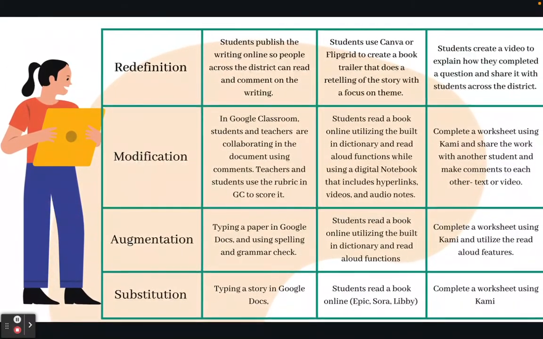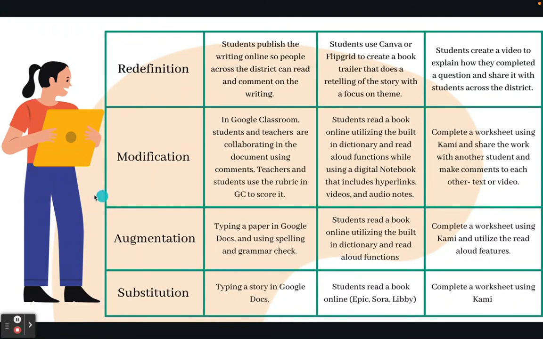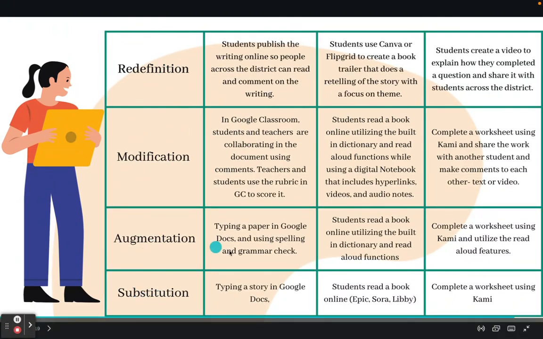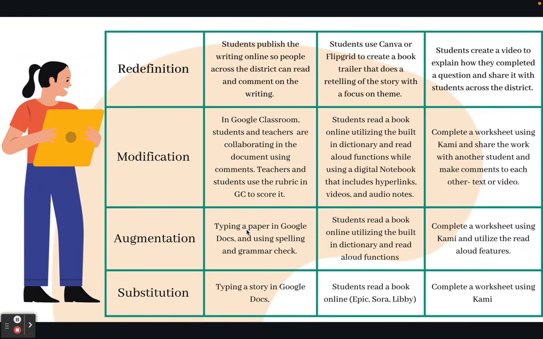So I have a chart here where you can see we have redefinition, modification, augmentation, and substitution. So if we start at the bottom with substitution, we start with just typing a story into Google Docs. If we wanted to kick it up a level, we use a spell check, grammar check, and we use read and write to have it read aloud to us. If we want to kick it to modification, Google Classroom. Students are collaborating using the documents. Students and teachers use the rubric in Google Classroom to score it.